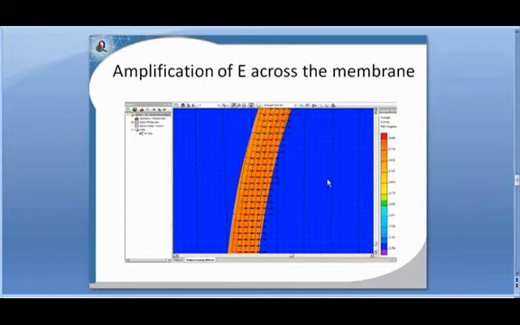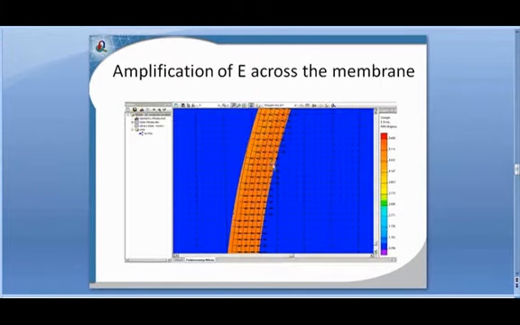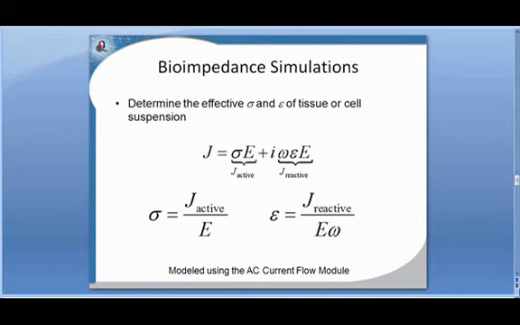So this is just a screenshot of the problem that we looked at previously, showing the amplification of the electric field across the membrane in the previous problem. So external fields are going to be essentially magnified across this plasma membrane.